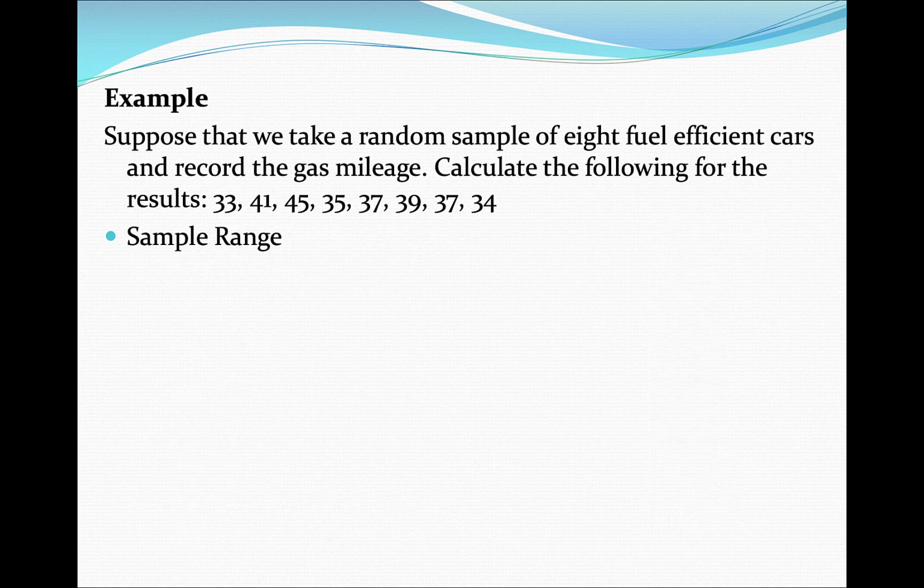The other kind of range that we'll look at is just a typical sample range, which is just the high minus the low. The high minus the low, of course, in this data set is 45 minus 33. That gives us a range of 12. So those are the 2 ranges that we look at. I do want to just talk a little bit about them.